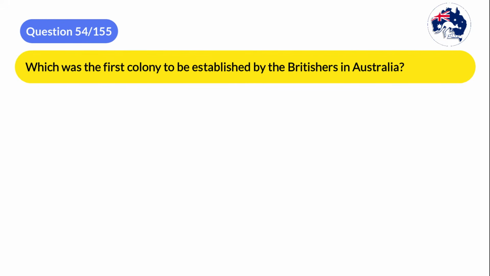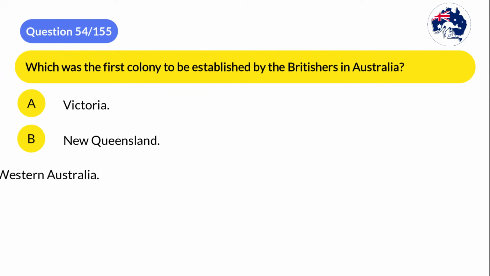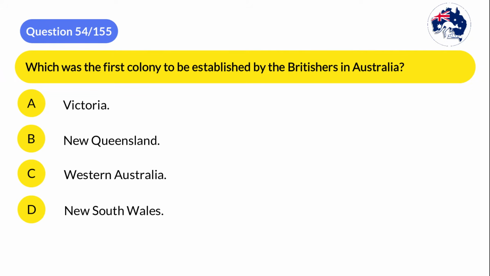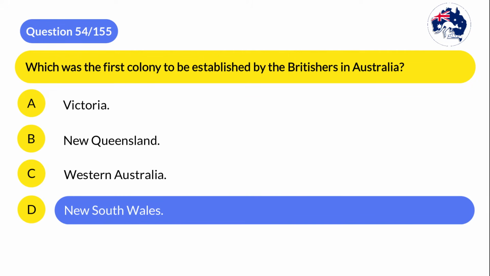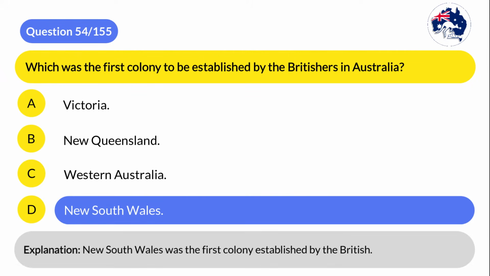Question 54. Which was the first colony to be established by the Britishers in Australia? A. Victoria. B. New Queensland. C. Western Australia. D. New South Wales. The correct answer is D. New South Wales. Explanation: New South Wales was the first colony established by the British.